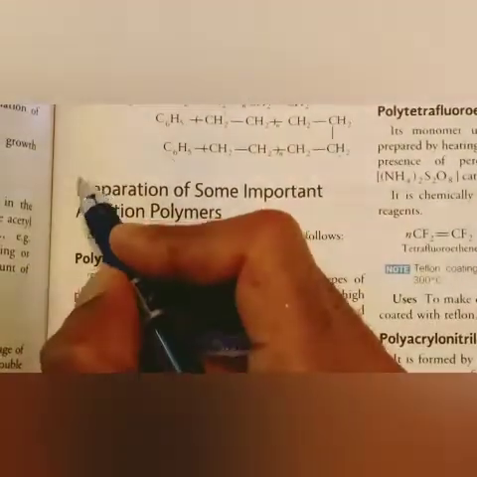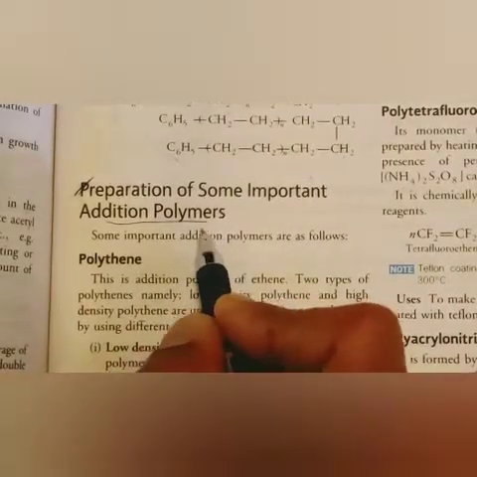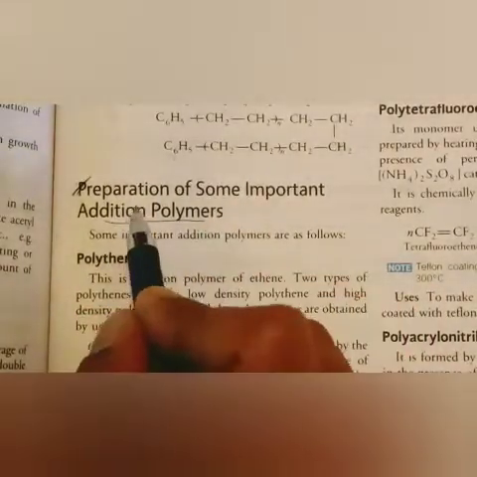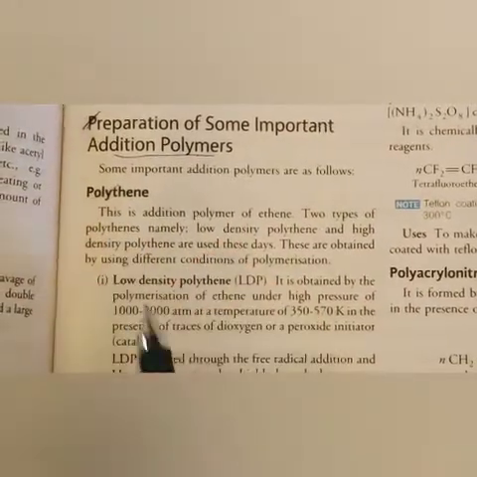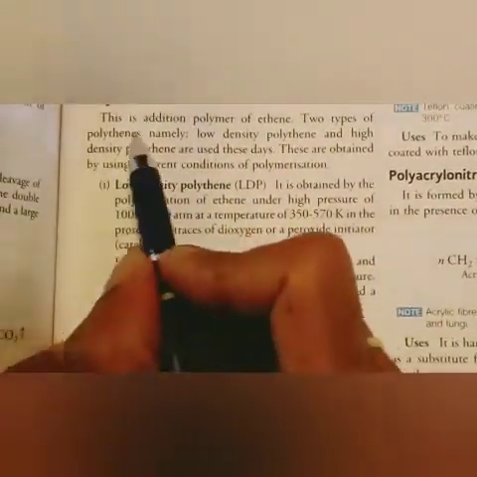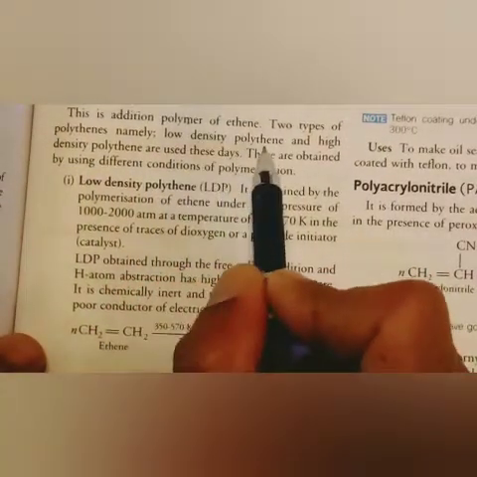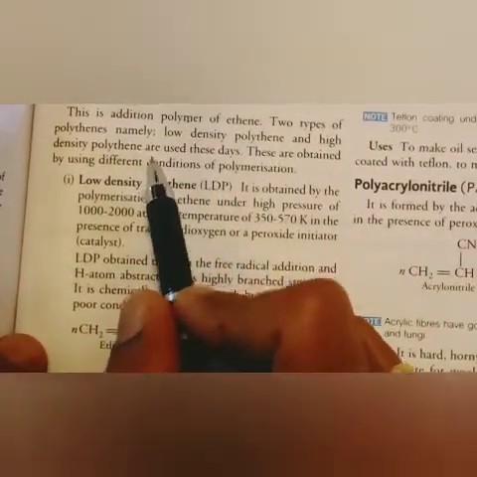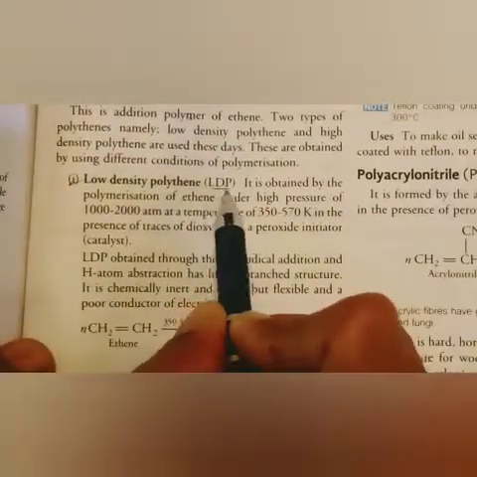There are some addition polymers which are prepared with the help of this addition reaction. So these are polyethene. Polyethene is the simplest one. This is the addition polymer of ethene. Two types of polyethene are there: low density polyethene and high density polyethene. Yesterday I explained it in my live class. Low density polyethene is written as LDPE.